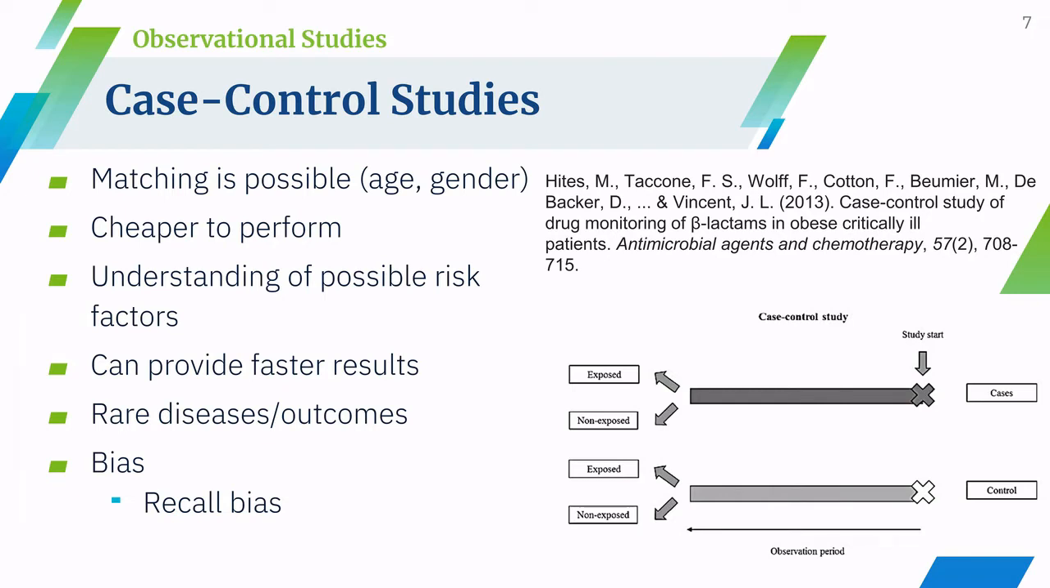An example of this study may be given as Heitz et al. They reviewed their data on critically ill obese patients who were treated with a broad-spectrum beta-lactam and in whom therapeutic drug monitoring was performed, and compared the data to those obtained in critically ill non-obese patients to assess whether there were differences in reaching optimal drug concentrations for the treatment of nosocomial infections. You can find this study and explore further to understand the case control study.